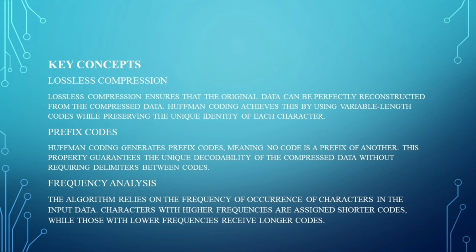Prefix codes. Huffman coding generates prefix codes, meaning no code is a prefix of another. This property guarantees the unique decodability of the compressed data without requiring delimiters between codes. Frequency analysis. The algorithm relies on the frequency of occurrence of characters in the input data. Characters with higher frequencies are assigned shorter codes, while those with lower frequencies receive longer codes.